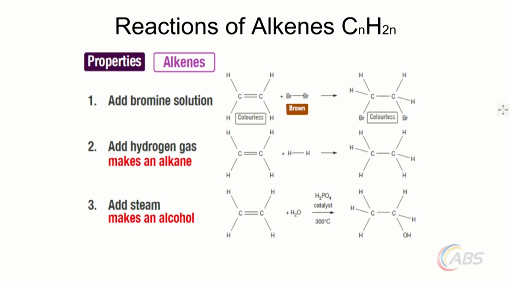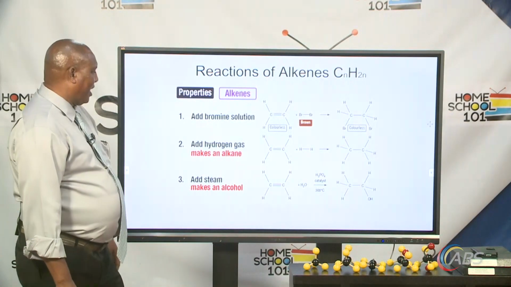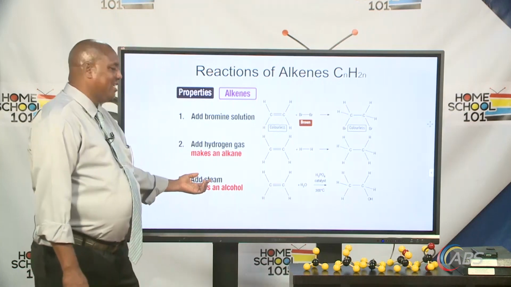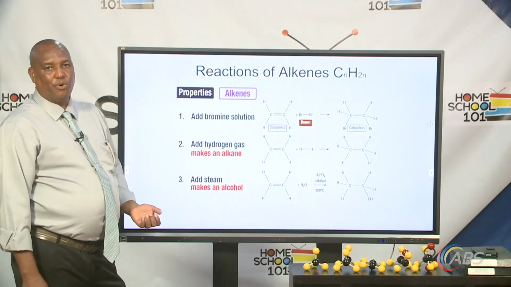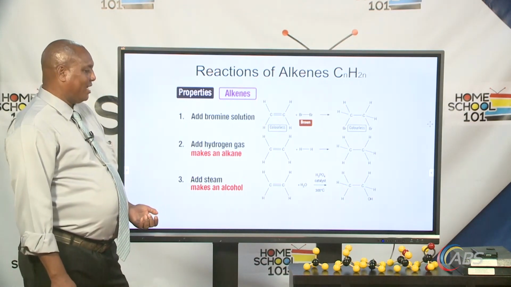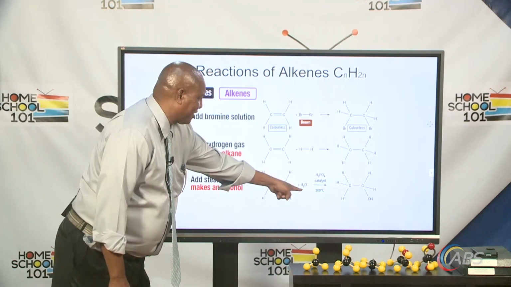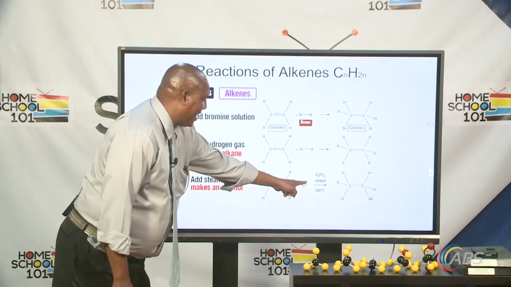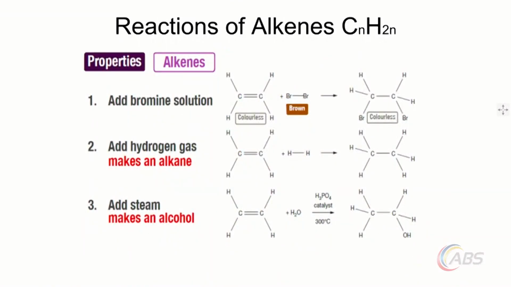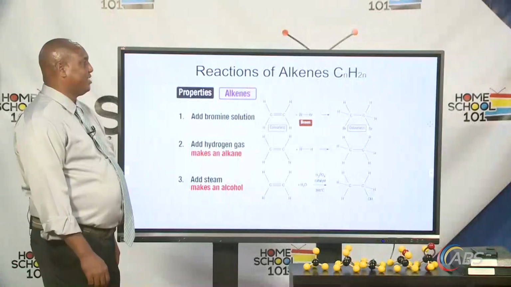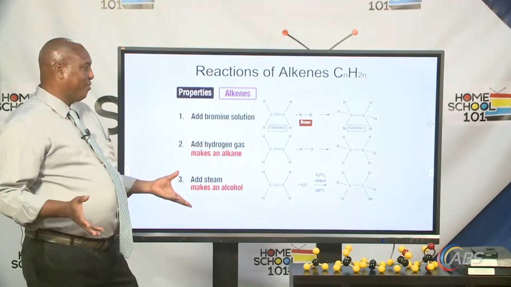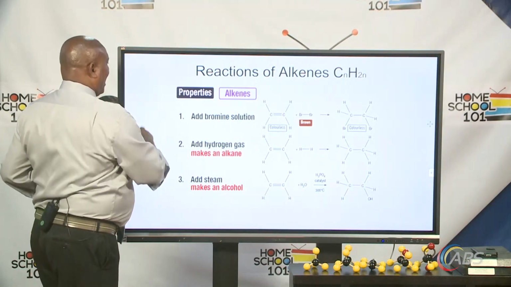Same thing happens here if we add steam. Okay, we're going to make an alcohol because steam is water, so it's H2O. So we have one hydrogen and one hydroxyl, or OH. And so when that water molecule H2O splits up, we have a hydrogen and an OH, a hydroxyl. And so they add on both sides of what was once the double bond, because the double bond breaks. And that is how our alkenes, that homologous series, that is how they react. Okay, by addition.